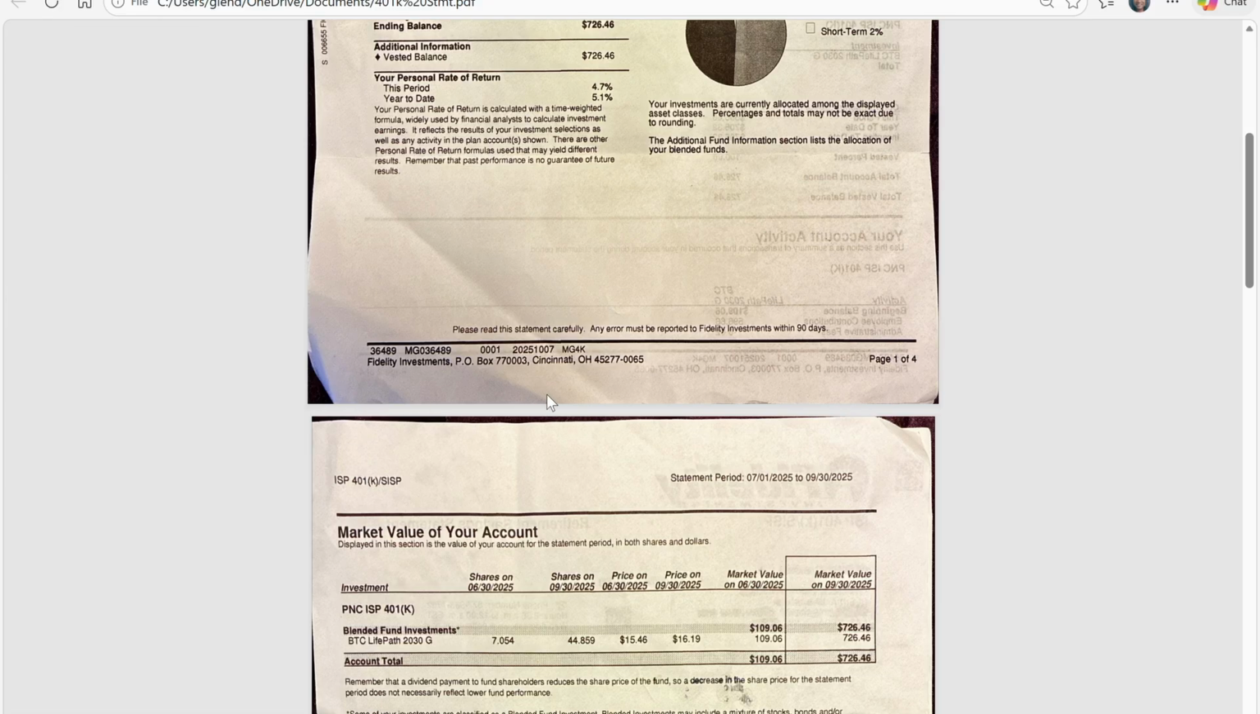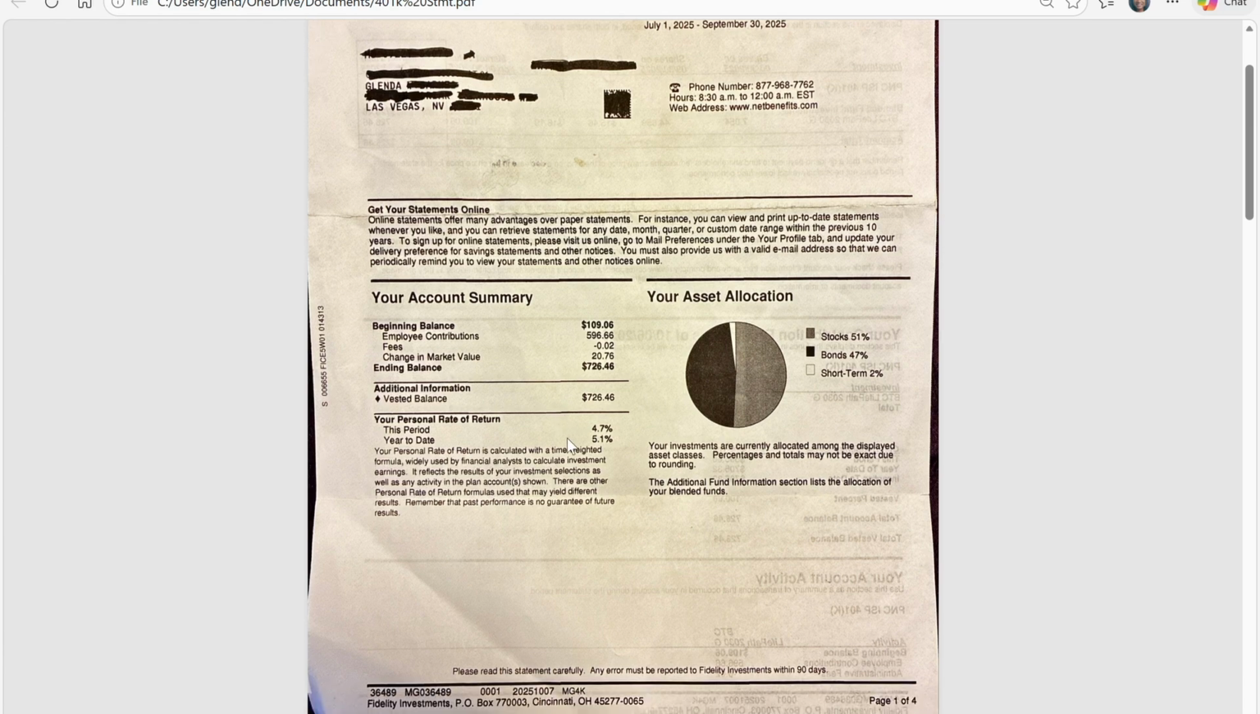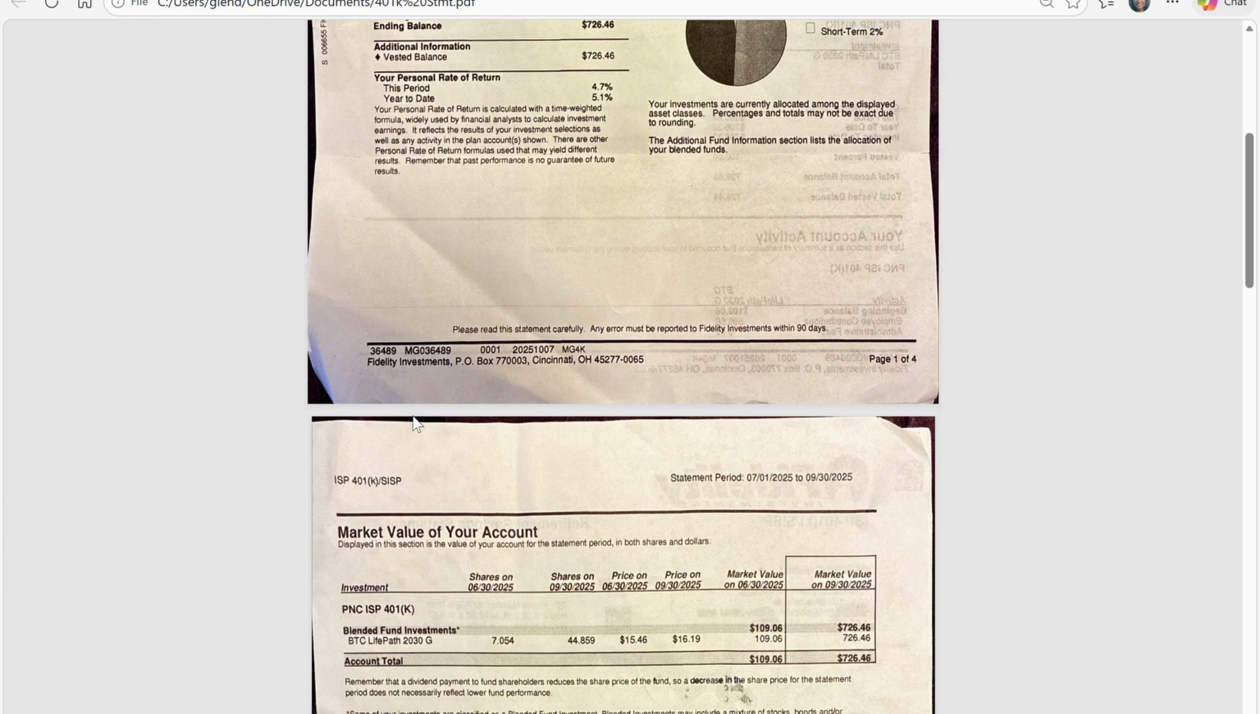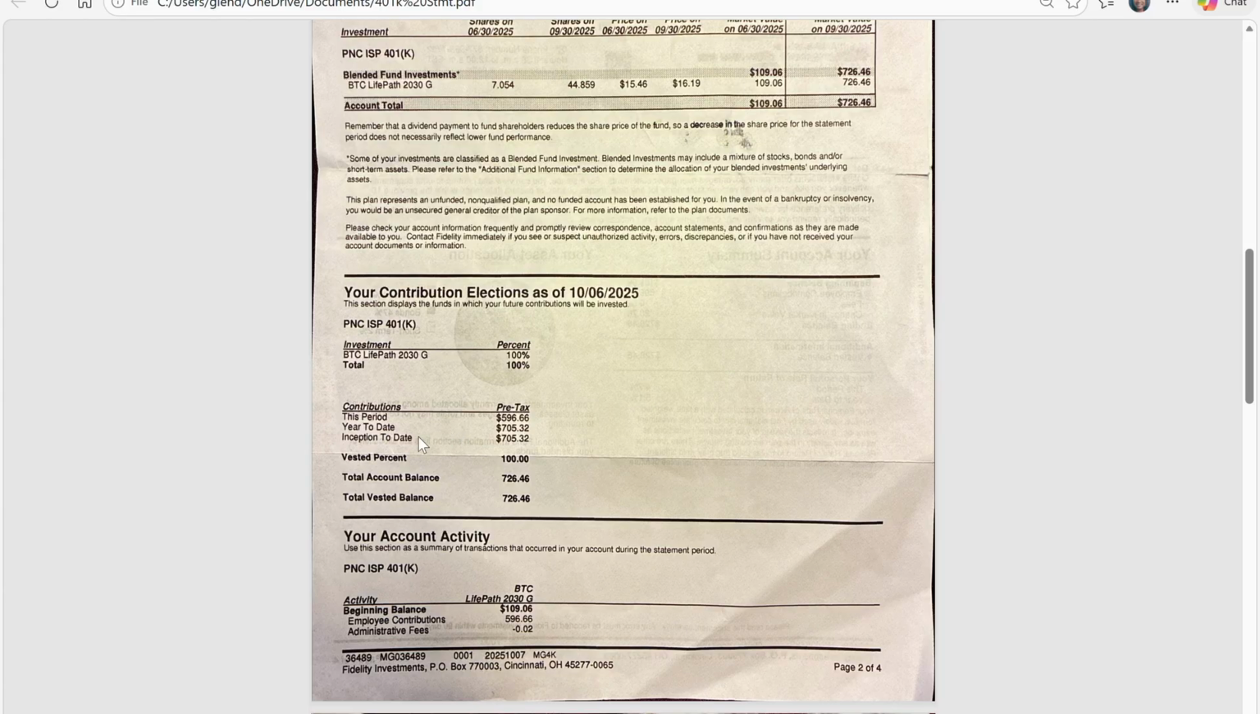Second, fees. That expense ratio that's buried in your statement, it could be costing you tens of thousands of dollars over your career. Third, you have to look at your investment choices and ask yourself this question. Am I in the right fund? Is this going to actually help me reach my goals?